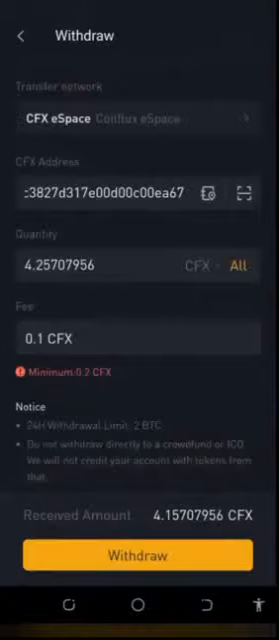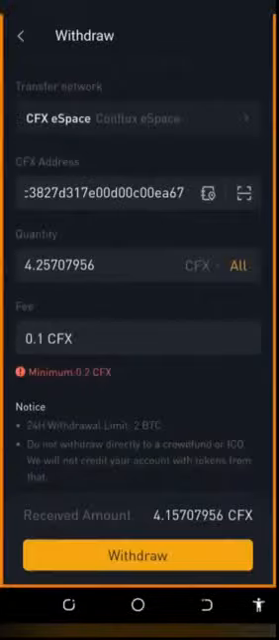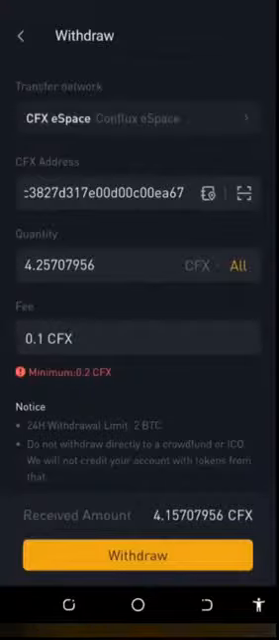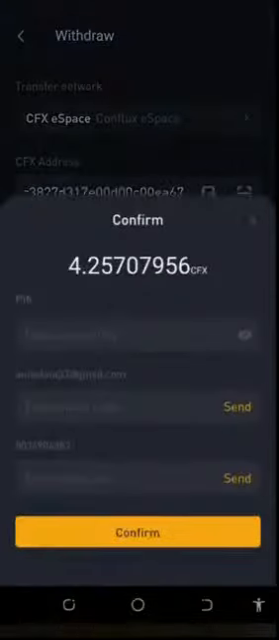What do we get? 4.15. Good. I knew we're gonna lose some money, but that's fine. The fee is 0.1 CFX. Okay, great, no problem, as long as I get my money out. I mean, all we were just doing was risking $1, right? So let's go ahead. It says what? What did it say? Okay. So I'm just gonna put in all my details and I'll see you on the other side.